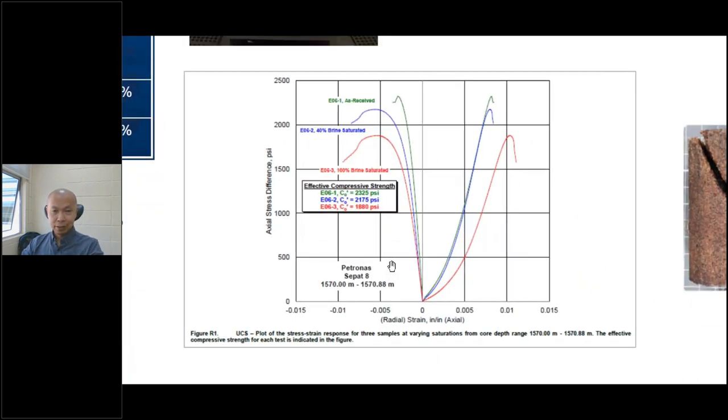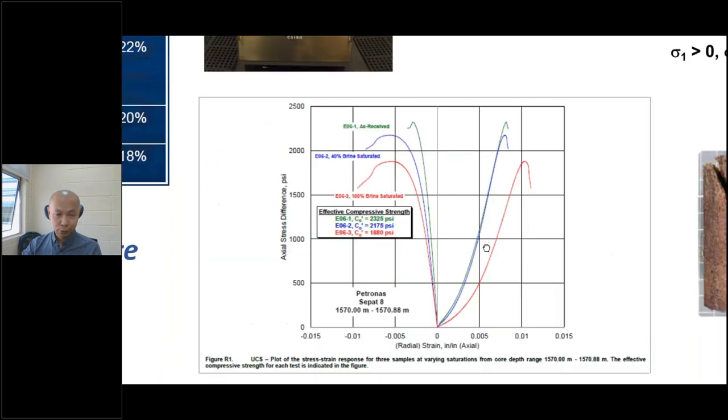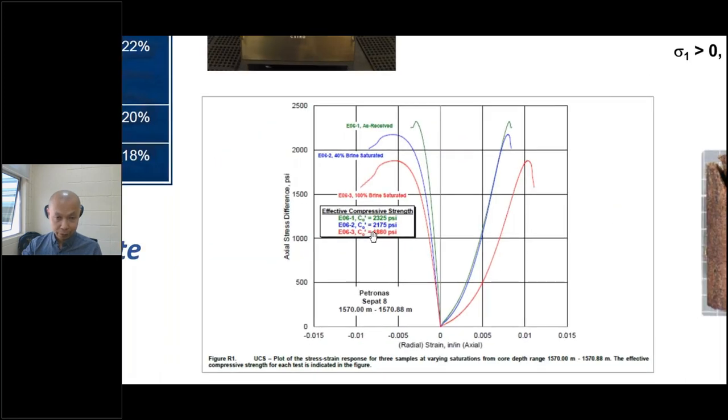So this is the typical result from the UCS data. If you follow my cursor here, on the left you have the radial strain, and on the right you have the axial strain. Based on that, we also take note of when exactly the specimen breaks. That's the UCS value.